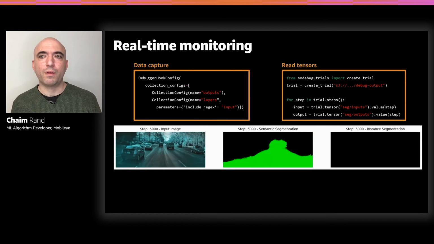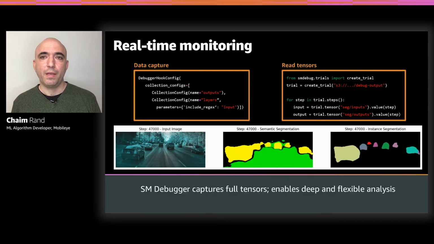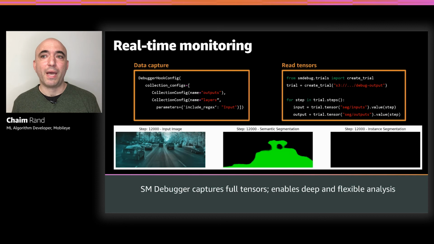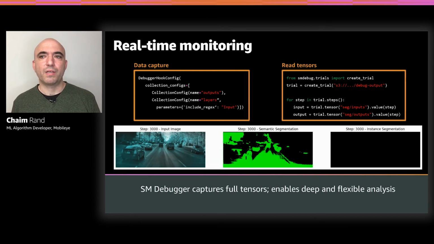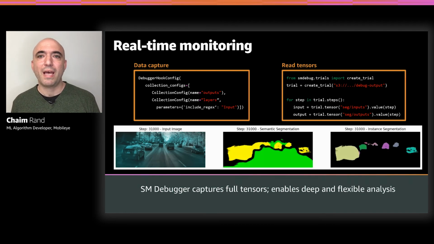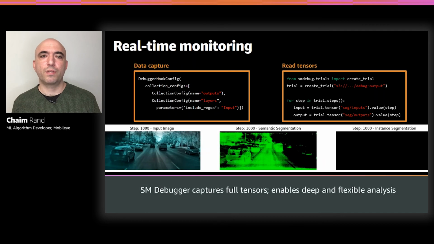Here I show a simple example of real-time monitoring in which we use SageMaker Debugger to capture the input and output tensors and process them in order to create a visualization of how both the semantic segmentation and instance segmentation evolve over the course of training. One of the unique properties of SageMaker Debugger is that it captures full tensors. This enables deep and flexible tensor analysis as opposed to having to fix how tensors are processed and displayed during the training. With SageMaker Debugger, I am free to play around with processing controls and thresholds and evaluate how these impact my predictions, potentially gleaning greater insights than otherwise enabled.